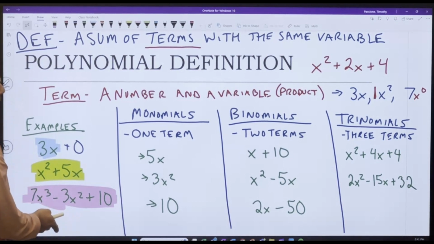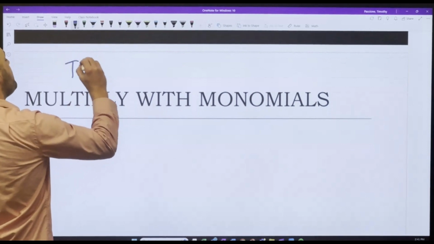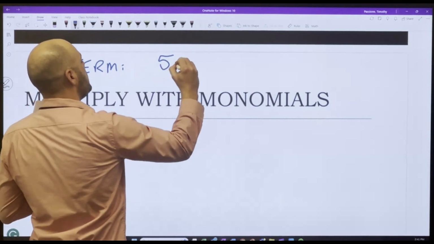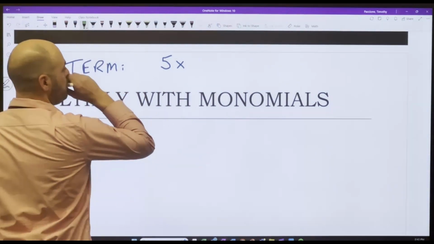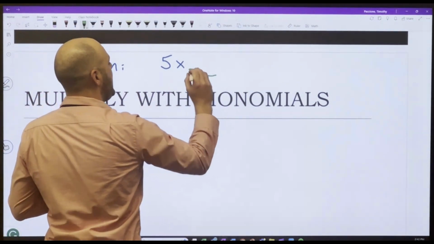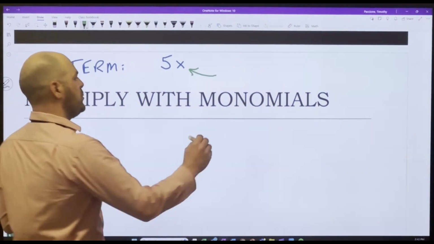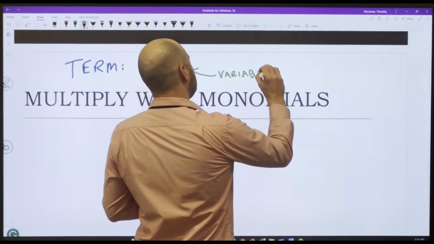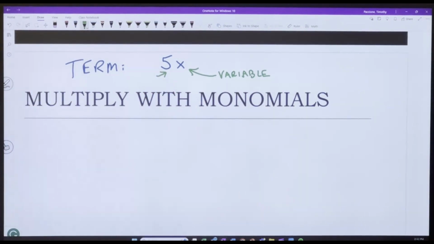All right, so before we multiply, let's talk about this term thing again. So let's say I have the term 5x. Okay, that's my example term. Everybody knows that x is a what? An unknown number, the word we use for that is variable, right? Does anybody know what that number is? The number in the front.